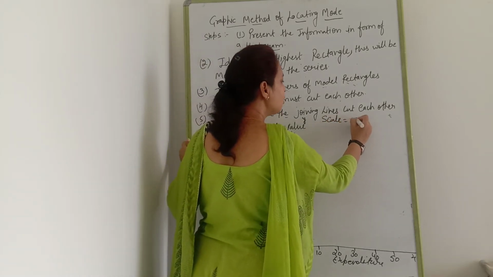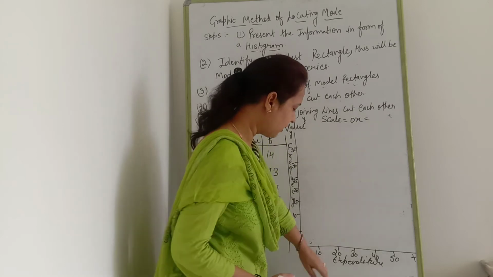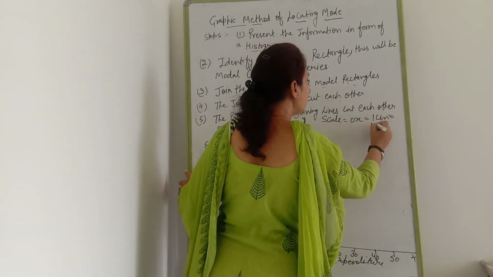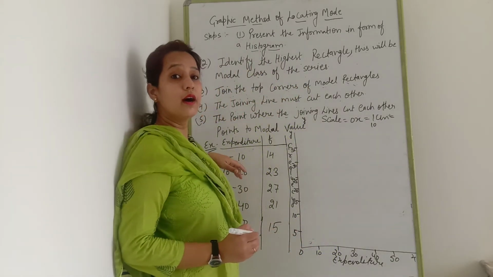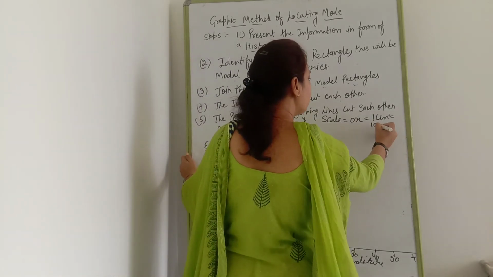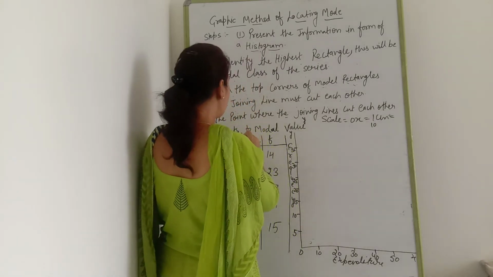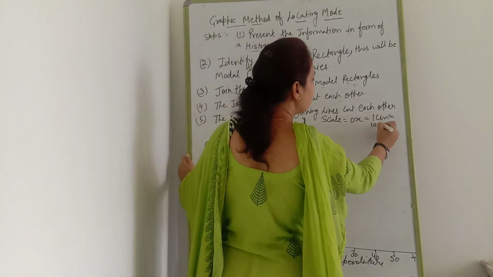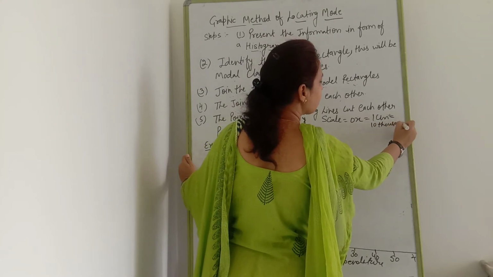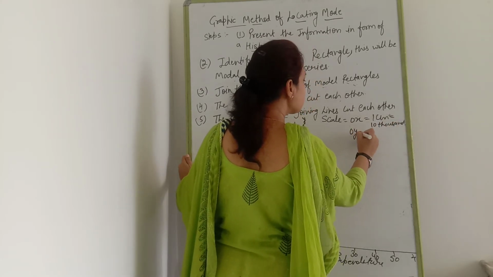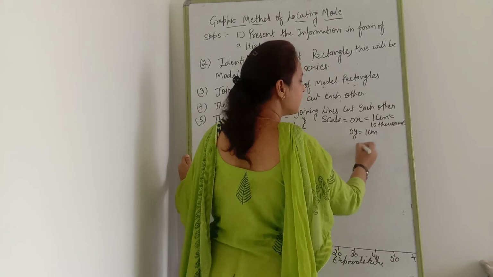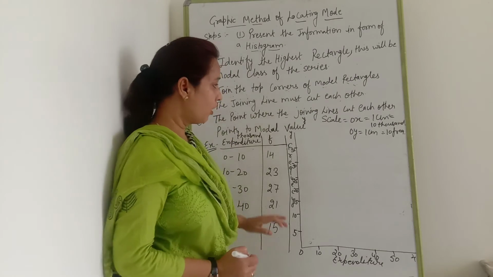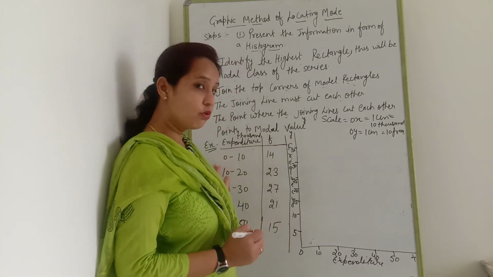On the X axis, we have taken expenditure. It means 1 centimeter equal to 10,000 or 100, whatever it is given, that you have to mention. Suppose it is given in the form of 1000, so I am writing 1 centimeter equal to 10,000. Clear? On the Y axis, we are going to take 1 centimeter equal to 10 frequency. Clear? Now we have to draw the histogram.